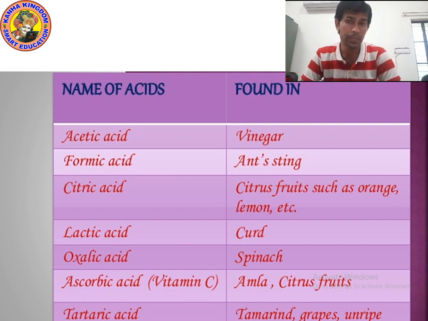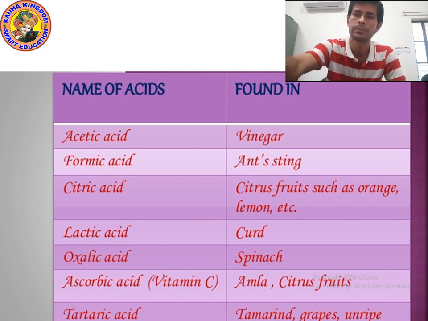Yes, do you like mangoes? I don't like mangoes. So I hope you understood. Acetic acid found in vinegar, formic acid in ant sting, citric acid in citrus fruits such as orange, lemon, lactic acid in curd, oxalic acid in spinach, ascorbic acid in amla, citrus fruit, tartaric acid in tamarind, grapes and unripe mangoes. Now let's go on to the next point.